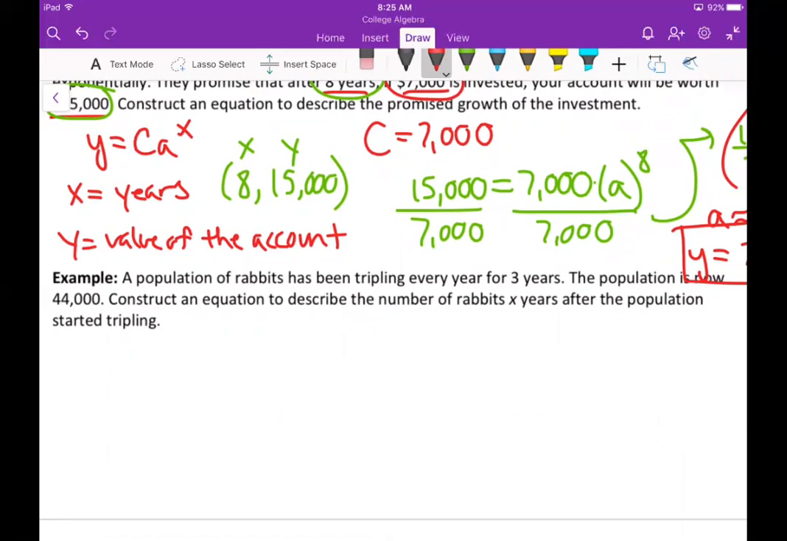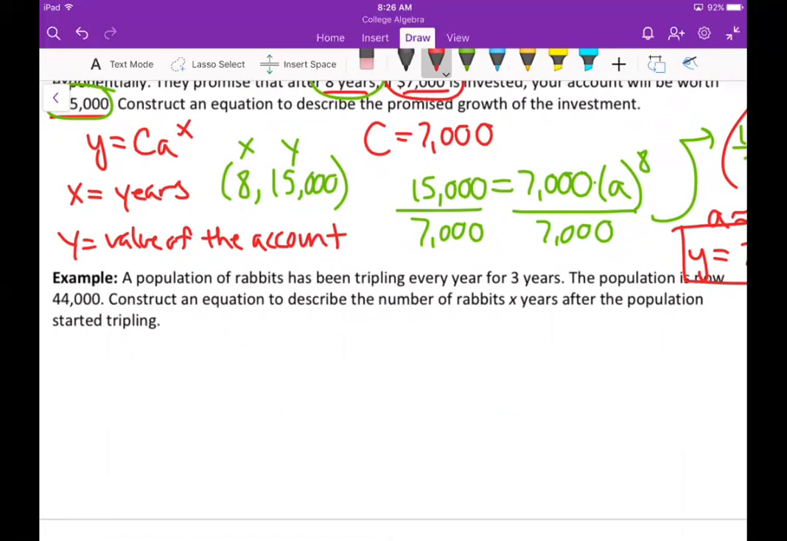So this time we're talking about populations. Populations are another thing that grow exponentially. In your presentation questions, I'll eventually bring that up with the population of people. Our population of humans has been growing exponentially as well. So here we're going to talk about a population of rabbits that has been tripling every year for 3 years.